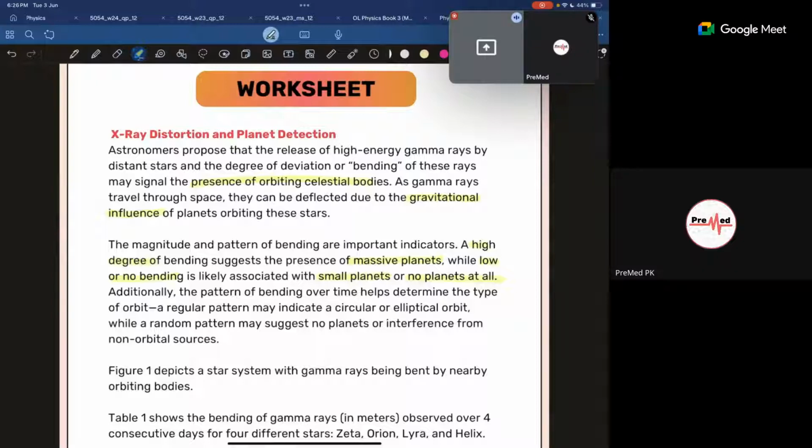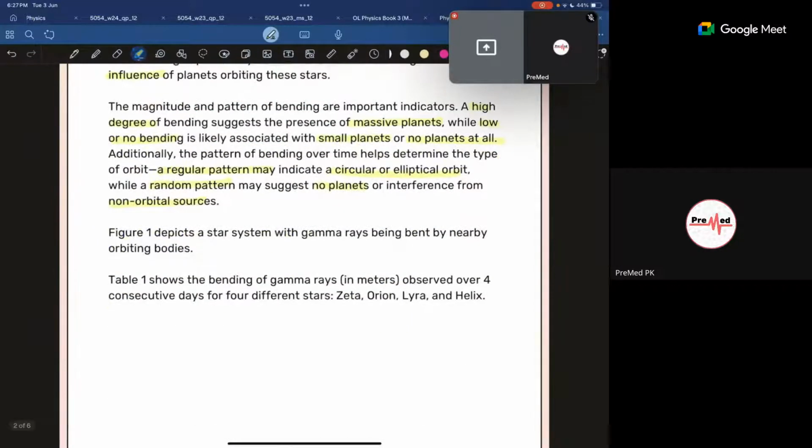A regular pattern may indicate a circular or elliptical orbit, while a random pattern may indicate no planets or interference from non-orbital sources. So basically, a regular pattern here is indicating a circular or elliptical orbit. That is the main part in this paragraph. And a random pattern will indicate no planets or interference from non-orbital sources, which are not our concern for this question. Figure 1, which is on the next page, depicts a star system with gamma rays being bent by nearby orbiting bodies.